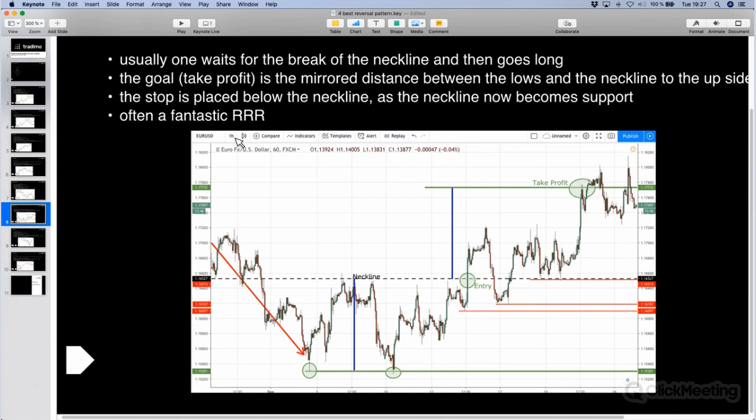You don't need to take daily charts or weekly charts. You can make this on a minute chart or an hourly chart. So it's up to you which time frame you want to use. Okay, any questions regarding this pattern here?